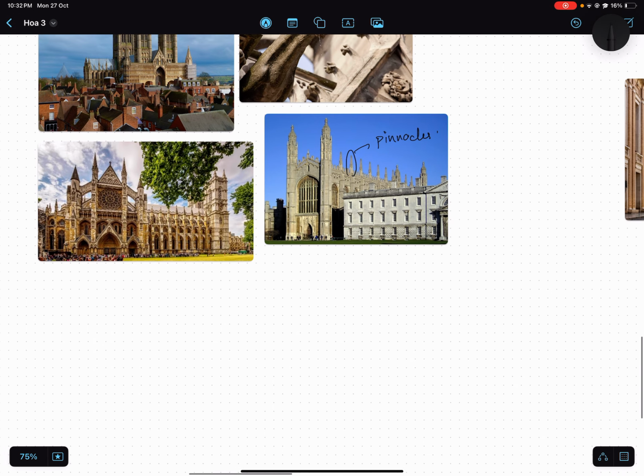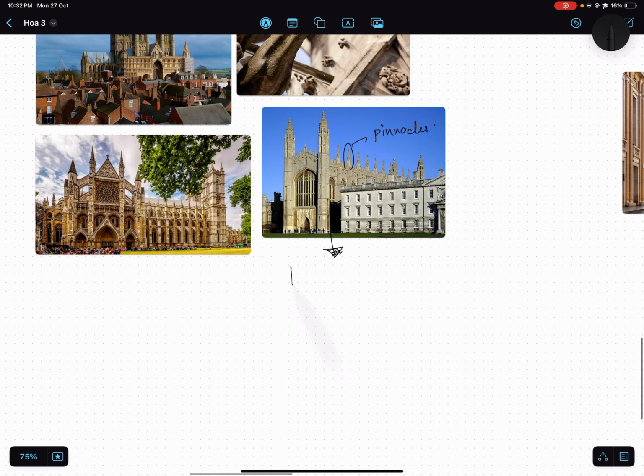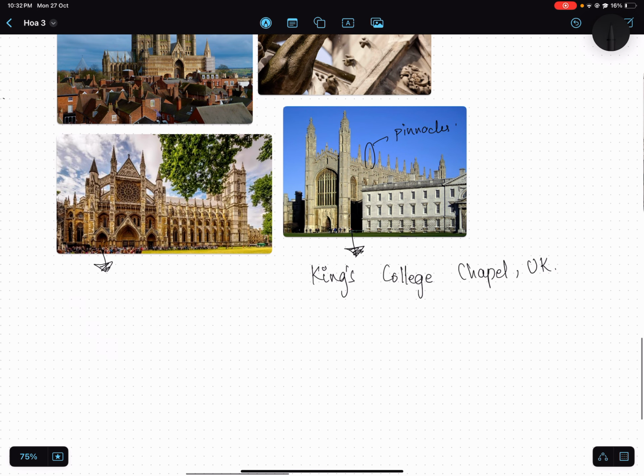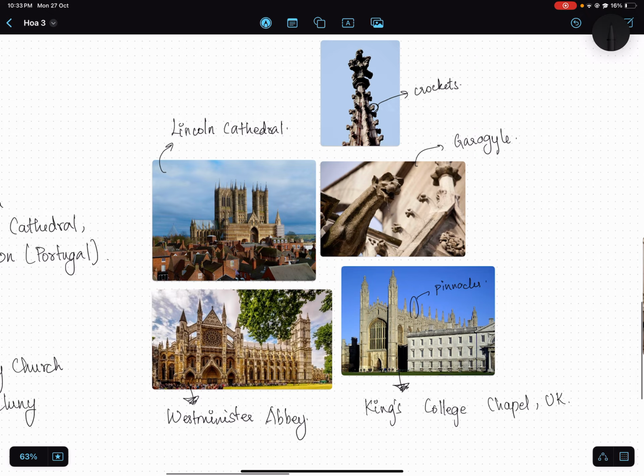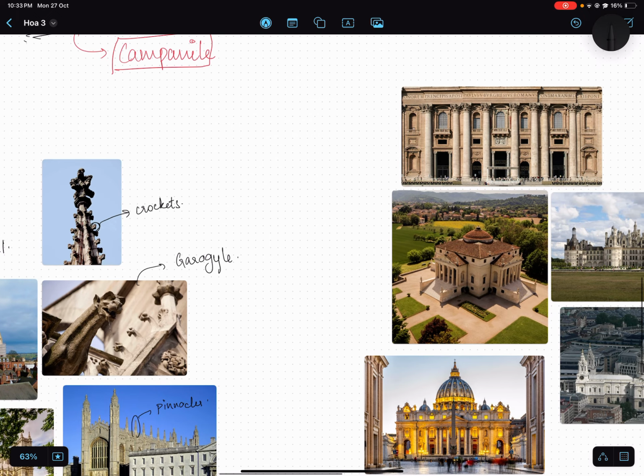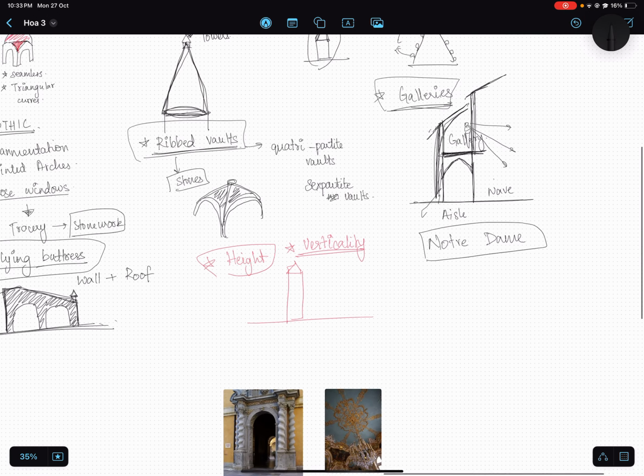Now, this is King's College Chapel in the UK. And this is Westminster Abbey. This is Lincoln Cathedral. I did not include a picture of Notre Dame because that is something all of us know. Now we are done with Gothic.